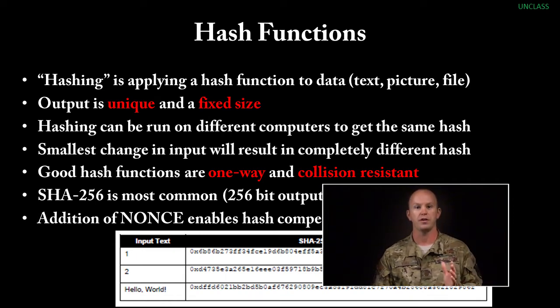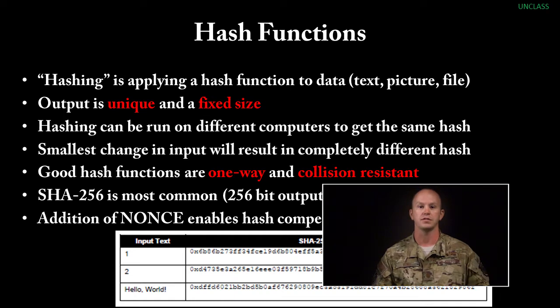So for every input you put into a hashing function, you're going to get a unique output. And every single time you put that input into the hashing function, no matter on what computer, you're going to achieve the same fingerprint or output or hash, however it's phrased. That is going to be usually a fixed size. So for SHA-256, that is going to be a 256-bit output.